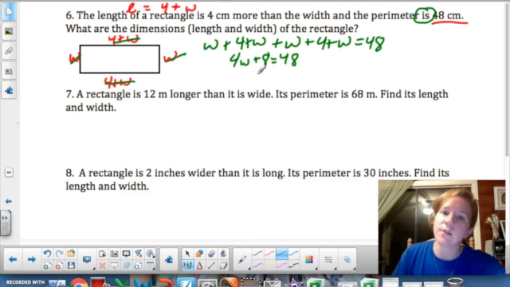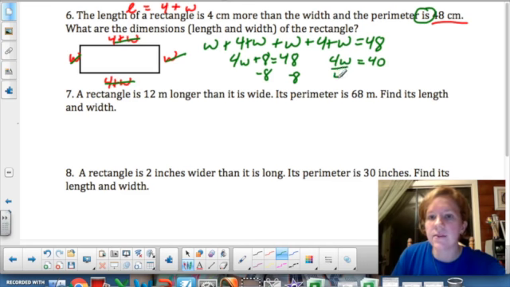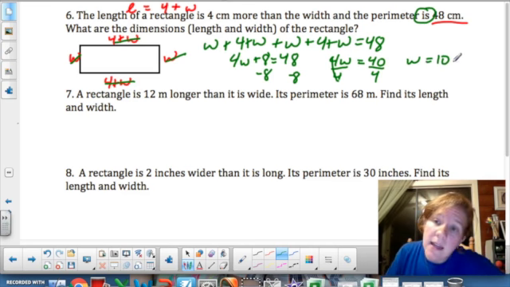And now I've got a two-step. I'm subtracting 8, which leaves me with no room. So I'm going to come over here and I get 4W equals 40 because over here I subtracted my 8's. 48 minus 8 is 40. And then I'm dividing by 4, and I've got, again, no room, but this cancels and I have W. 40 divided by 4 is 10. So my width is 10 centimeters.